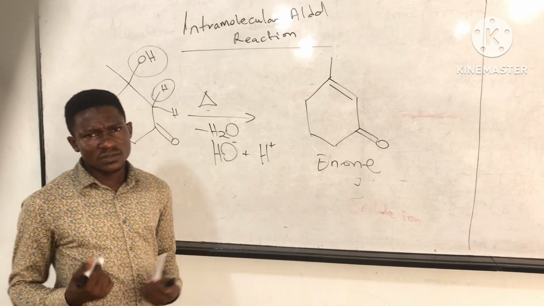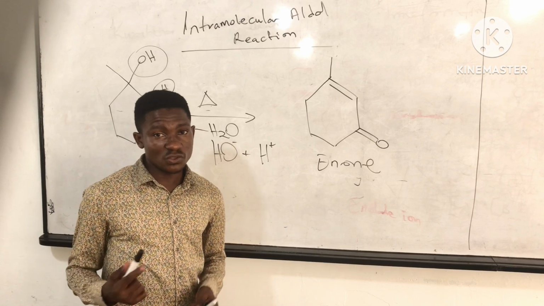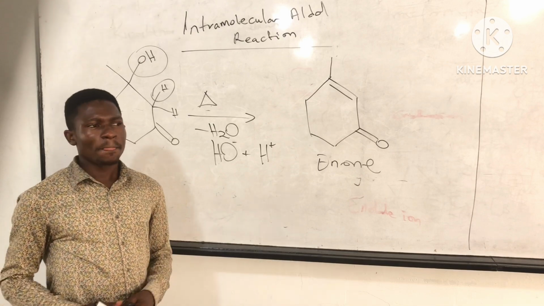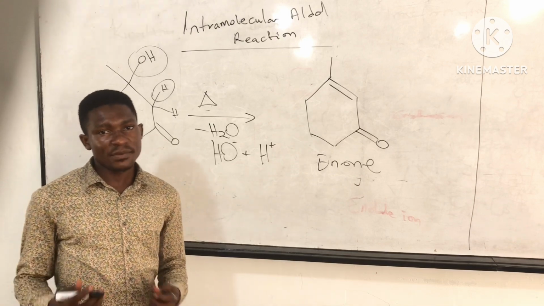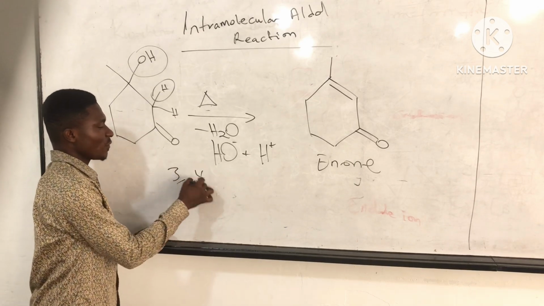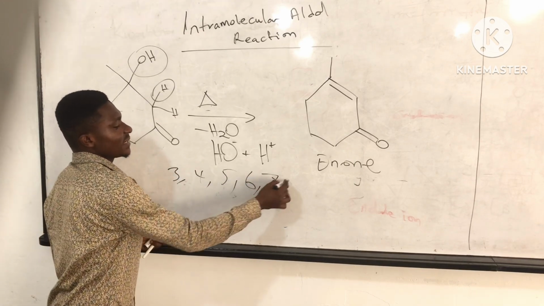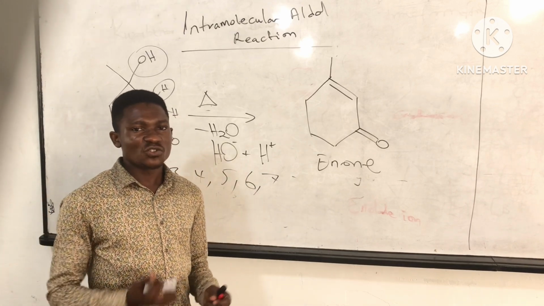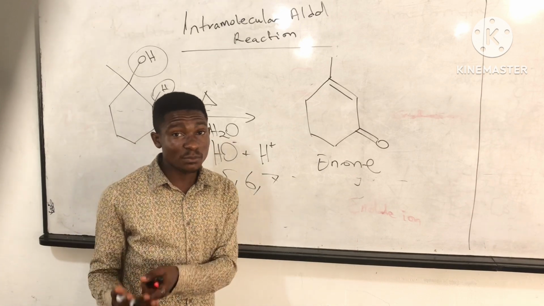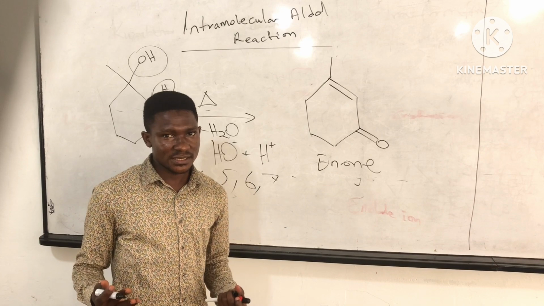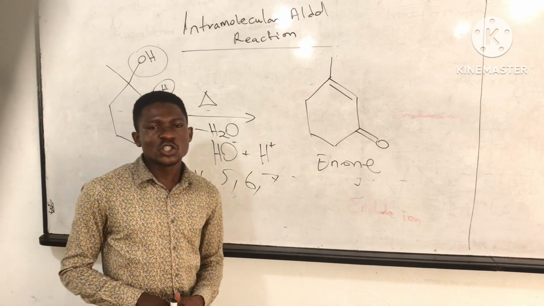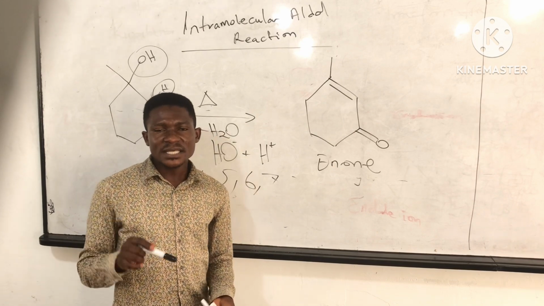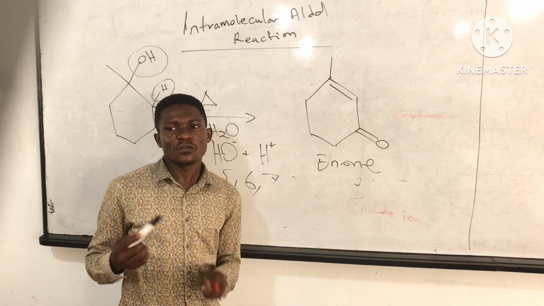There is one thing that I want to touch on before I bring this presentation to an end. When you are dealing with intramolecular aldol reactions, there are several ring structures that can be formed. We can form 3-membered, 4-membered, 5-membered, 6-membered, 7, 8, 9, 10-membered rings. So far as you are dealing with an intramolecular aldol reaction, which involves the formation of a cyclic product, you end up forming different sizes of rings. Sometimes they might ask you to identify the most stable product. The stability of your product is dependent on the size of your ring.